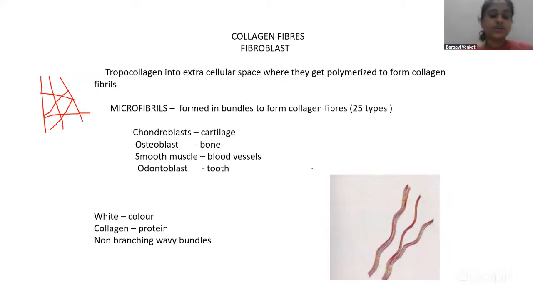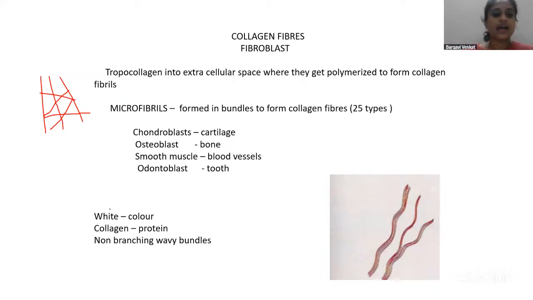Your collagen fibers are formed, like in cartilage, your chondroblasts will form your collagen fibers. In bone, your osteoblasts will form your collagen fibers. That is your matrix. In bone, the matrix is formed by your osteoblasts. In blood vessels, your matrix is formed by your smooth muscles. In tooth, your matrices are formed by your odontoblasts. So your matrix is nothing but, one part of your matrix is your collagen fibers.